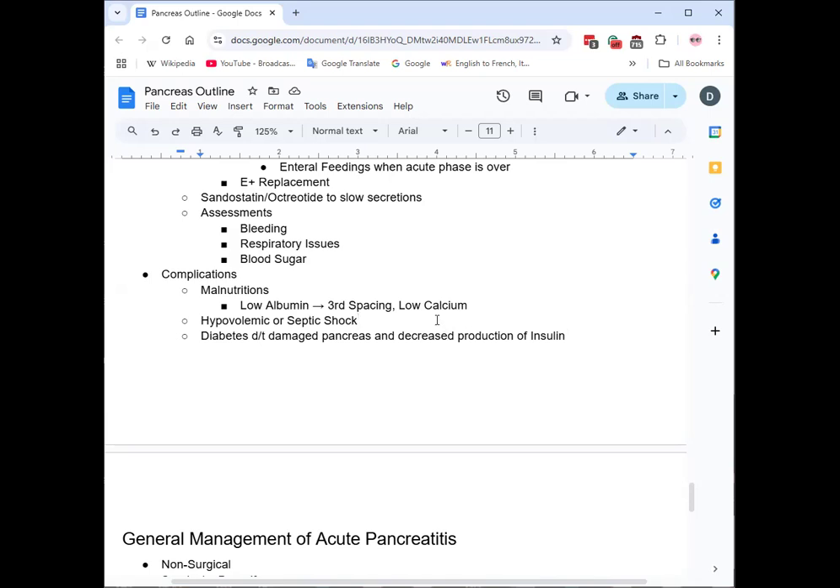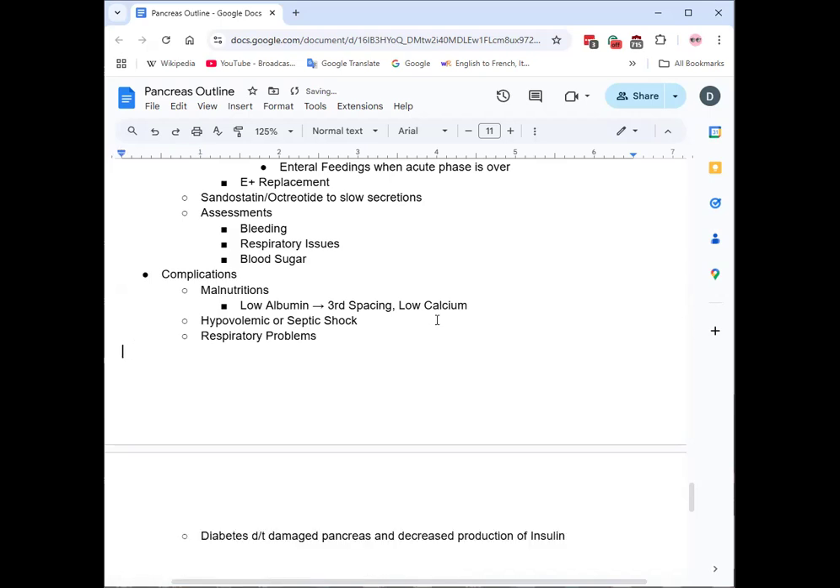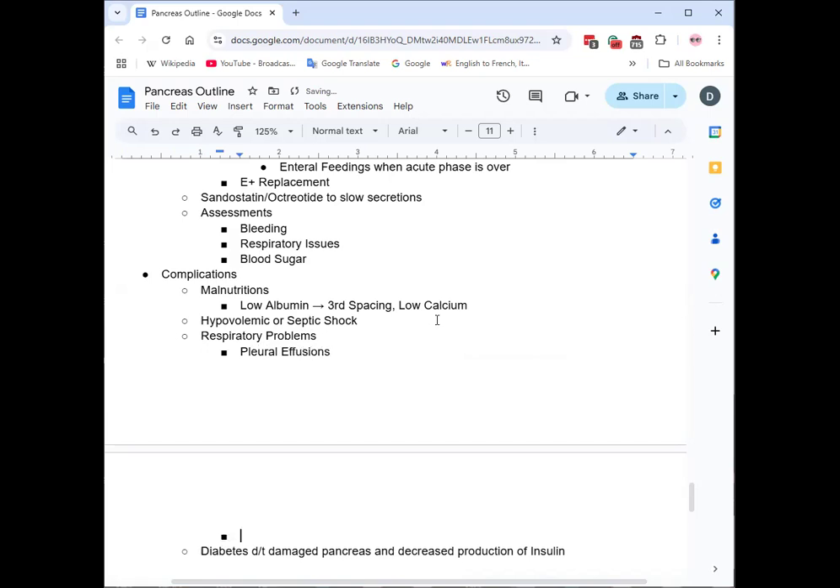But yeah, so I started writing things down. We talked about respiratory stuff: pleural effusions, ARDS, all that good stuff. And especially if they're alcoholics, they have issues with malnutrition because of the alcohol. The alcohol damages some of the stomach lining and can lead to decreased absorption.